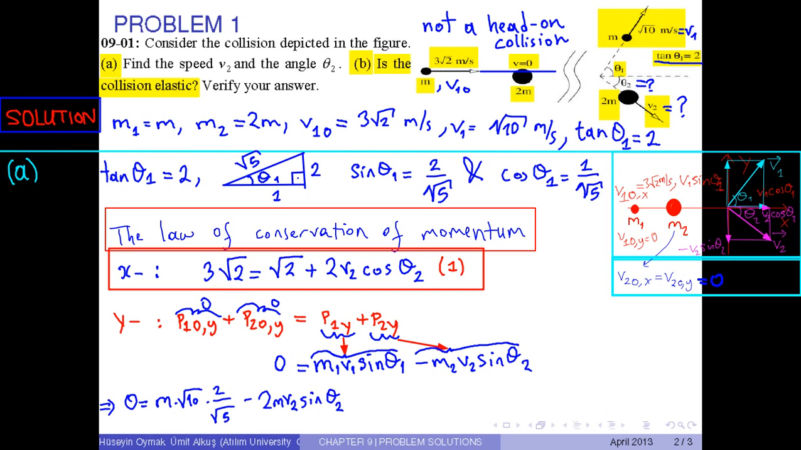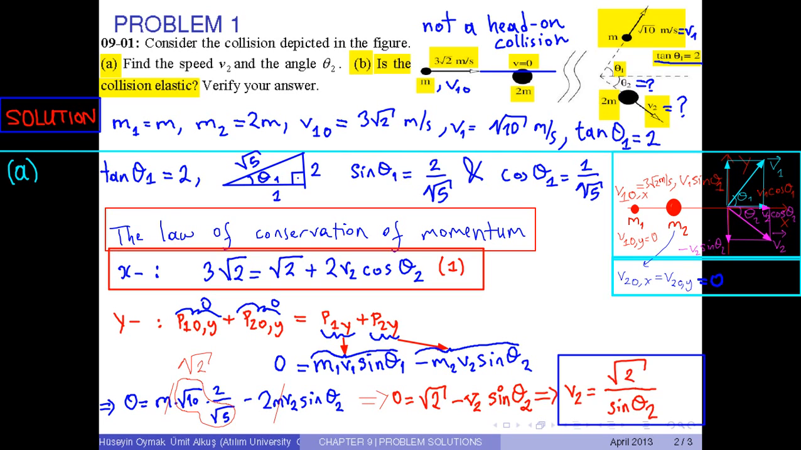Now, substitute the corresponding known values here to obtain 0 equals m times square root of 10 times 2 over square root of 5 minus 2m times v2 times sine theta 2. Again, m's are gone, and square root of 10 over square root of 5 gives square root of 2. Then we get 0 equals square root of 2 minus v2 times sine theta 2. Or we can find an expression for v2 in terms of theta 2 as v2 equals square root of 2 divided by sine theta 2. And let's label this equation as 2.